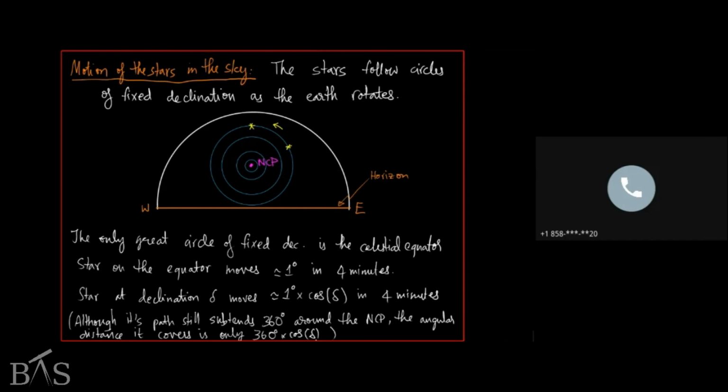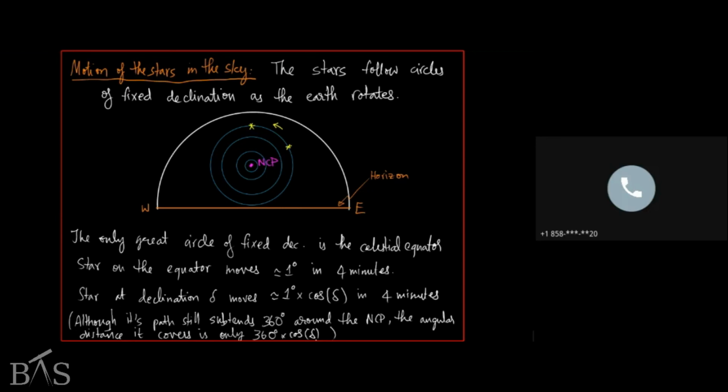Okay, finally, we are ready to describe how stars move in the sky. Stars follow circles of fixed declination as the Earth rotates, right? Because their hour angle changes, their RA does not change. The hour angle of the star changes, but the declination does not change. So they follow circles of fixed declination in the sky.